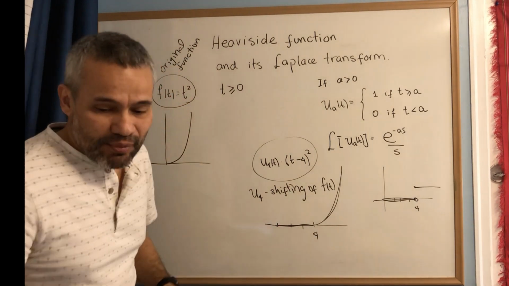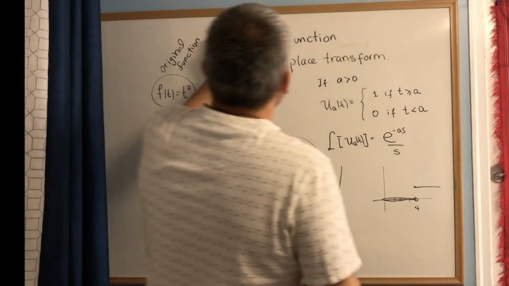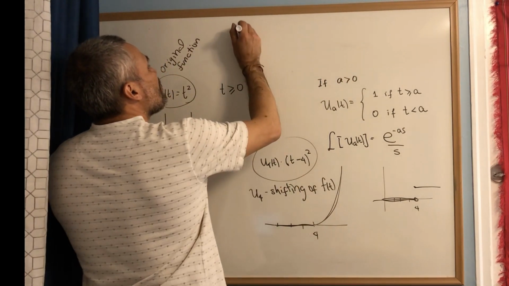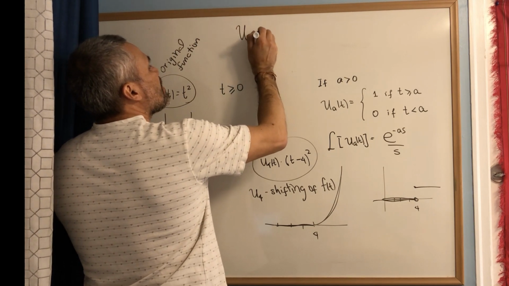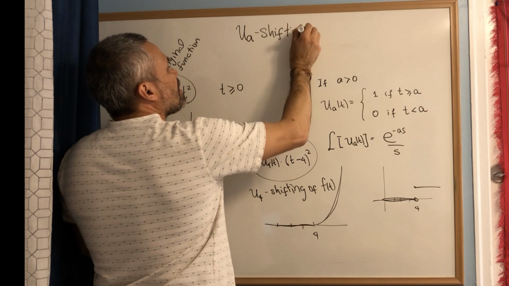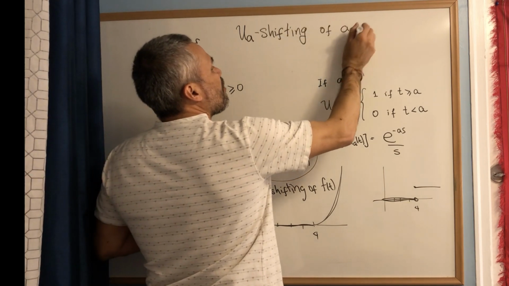Then what I'm doing now is defining what I'm calling the u_a shifting of a function.